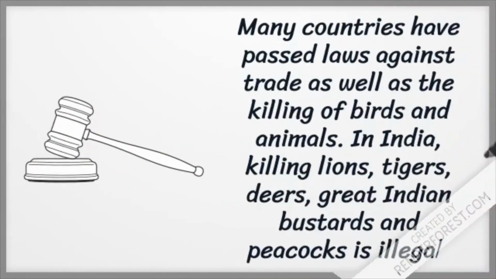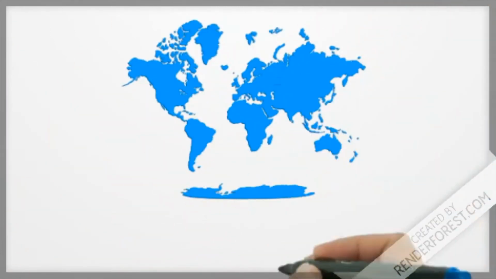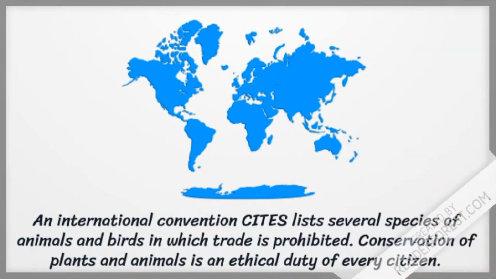Many countries have passed laws against trade as well as killing of birds and animals. In India, killing lions, tigers, deer, great Indian bustards, and peacocks is illegal. An international convention, CITES, has been established that lists several species of animals and birds in which trade is prohibited. Conservation of plants and animals is an ethical duty of every citizen.